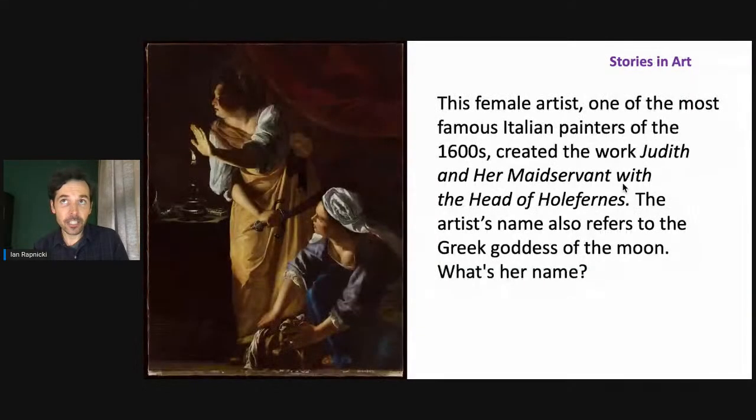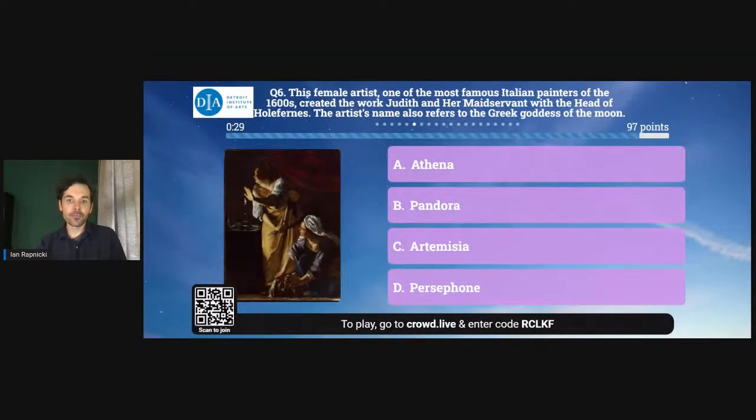Let's look at another story in art. This one you see here, this female artist of one of the most famous Italian painters of the 1600s created the work Judith and Her Maidservant with the head of Holofernes. The artist's name also refers to the Greek goddess of the moon. What's the artist's name? Is it Athena, Pandora, Artemisia, or Persephone? Sorry, this is really testing my pronunciation.